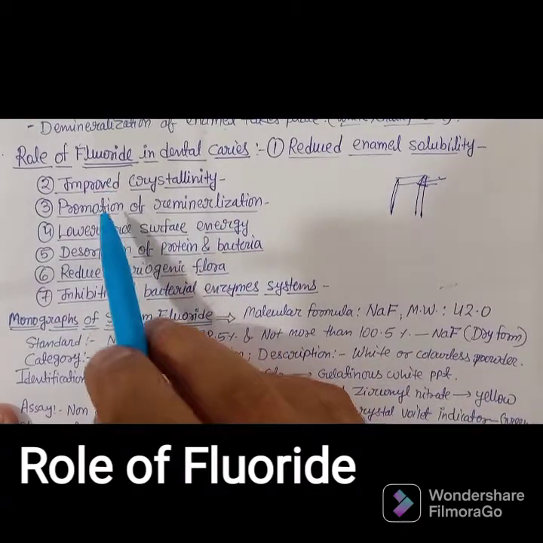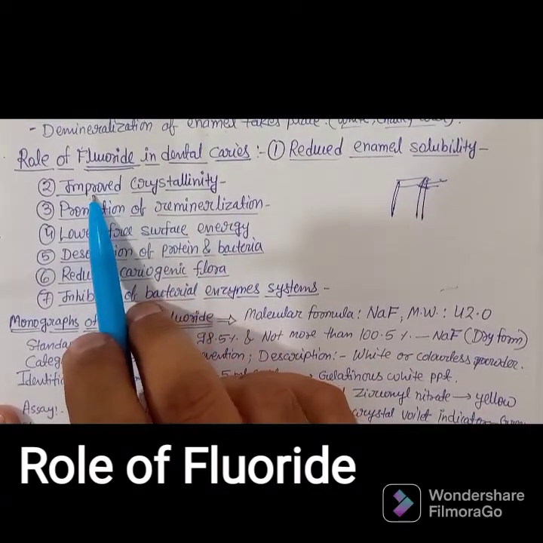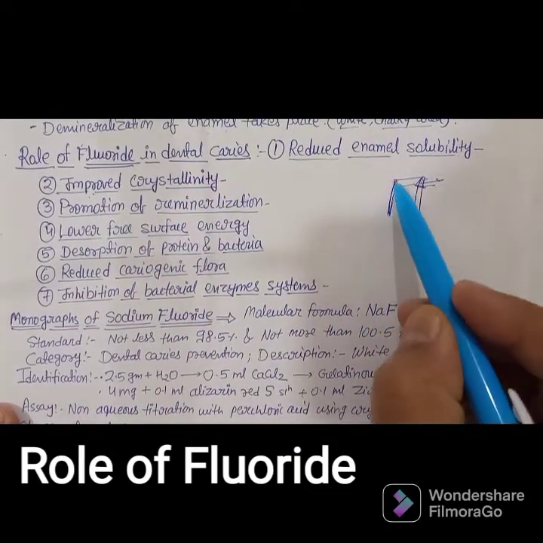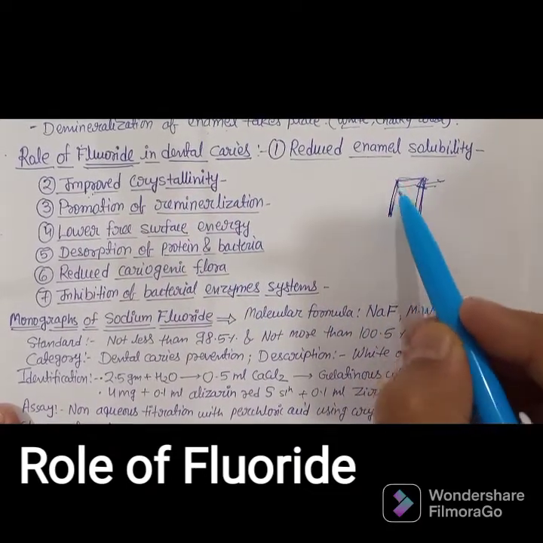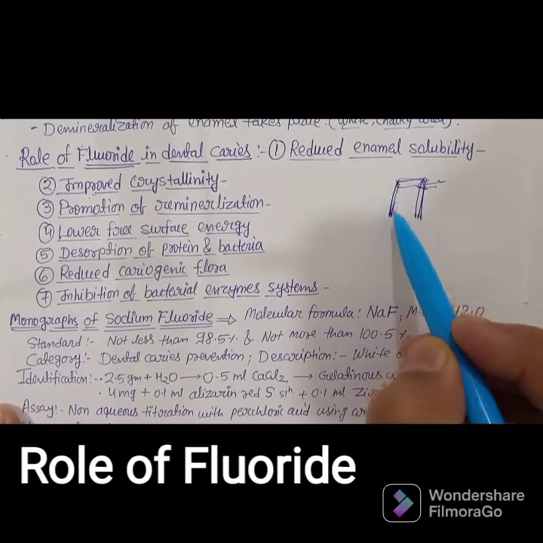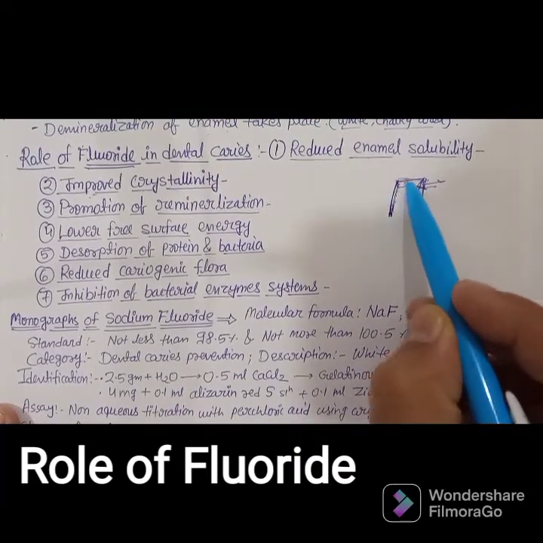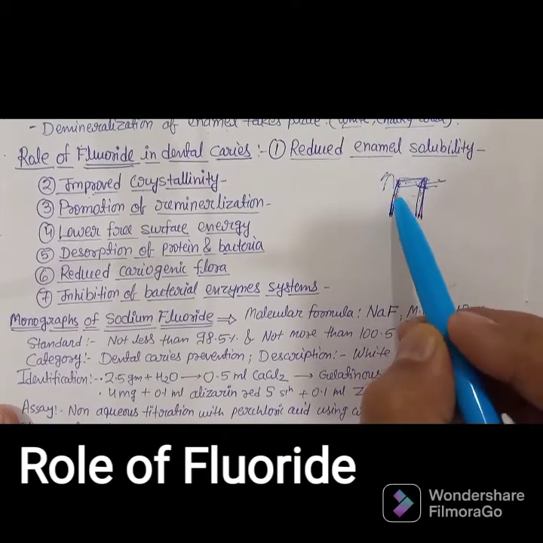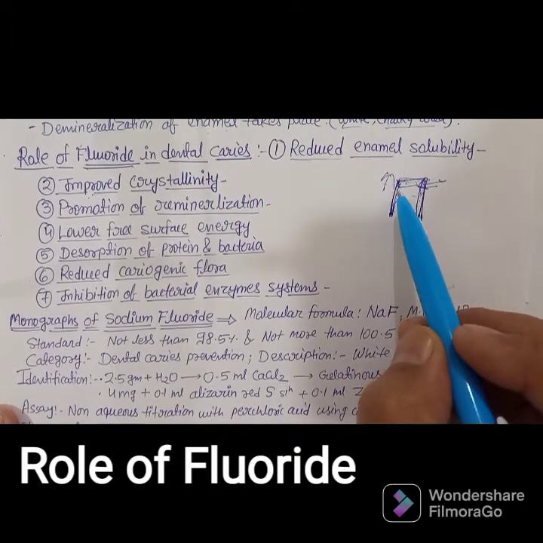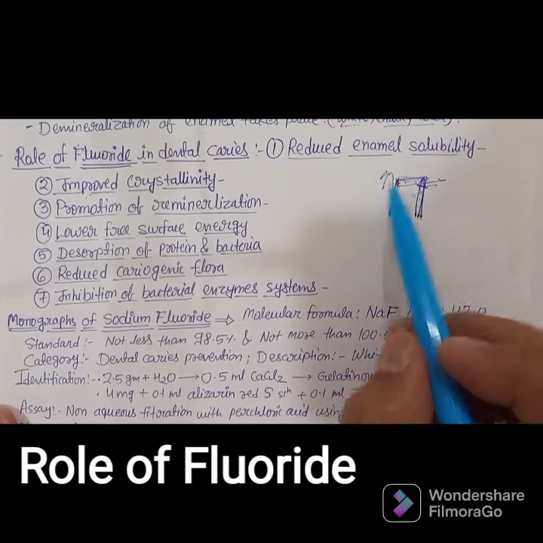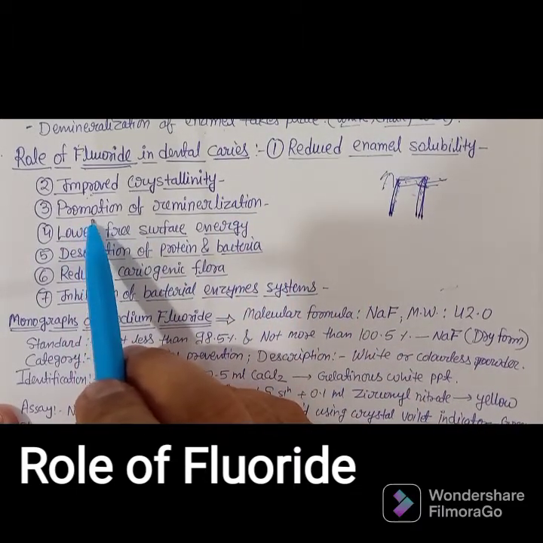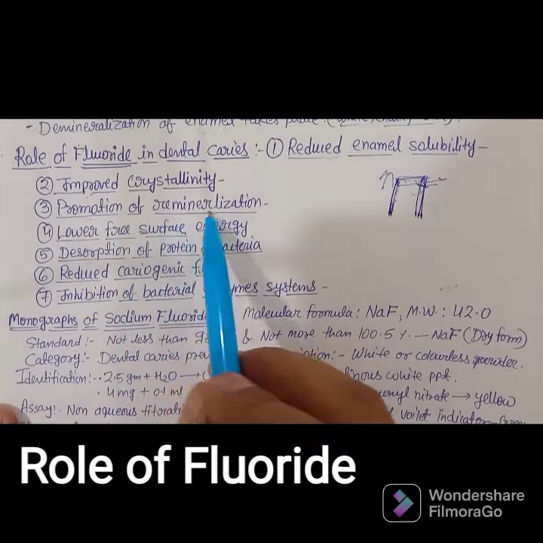The second thing, fluoride also helps in improved crystallinity, right? Crystallinity is a property of the teeth, the density of the particular tooth surface and the tooth structure, and that is going to improve with fluoride. That's why we are using fluoride in different dental products. The third role of the fluoride is the promotion of remineralization.